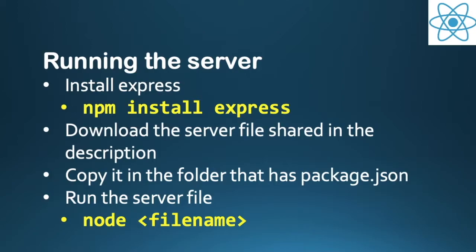For that, there are a few steps involved. First, we will need to install something called Express. So just go ahead and install it, npm install express. Then there is a server file which has been shared in the description. So download the server file, and copy it in the folder that has the file package.json. Once you have copied it, then run the server file with the command node and the file name of the server.